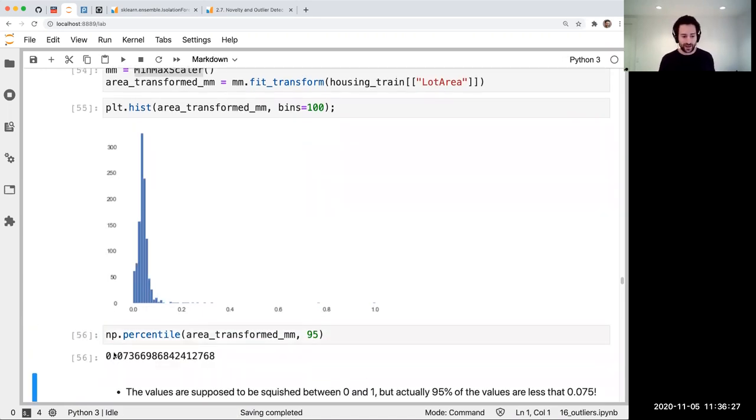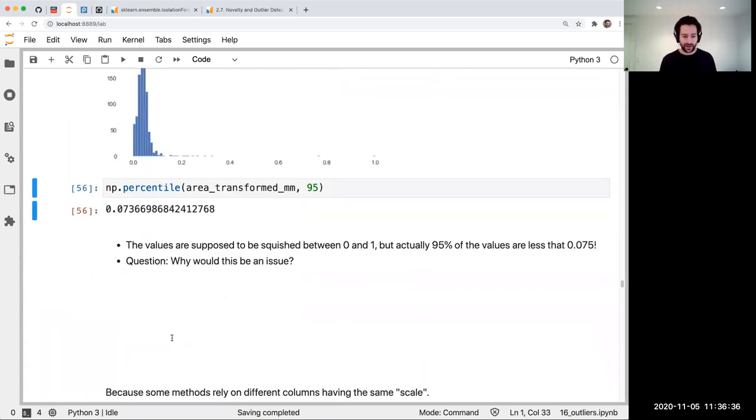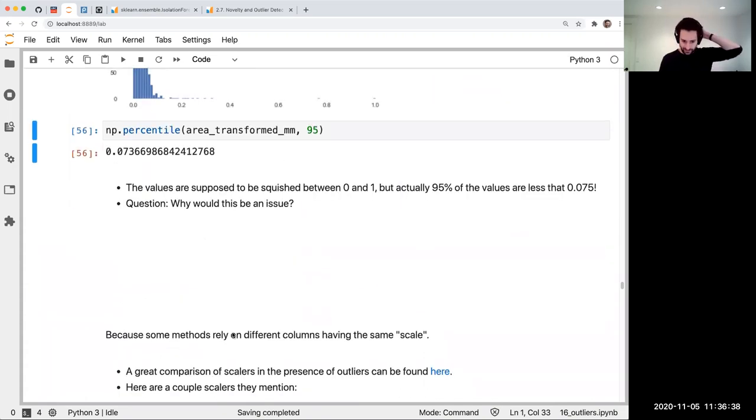And so what this is saying is that 95% of the lot areas are less than 0.7 after scaling, and that could mess up your modeling a little bit.